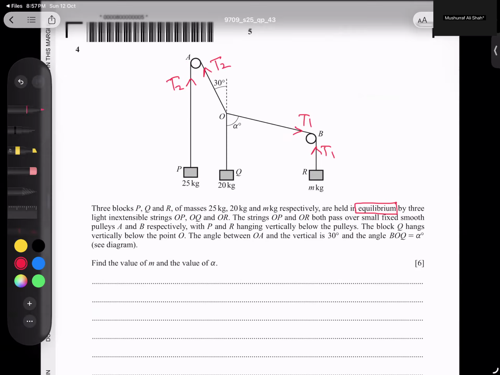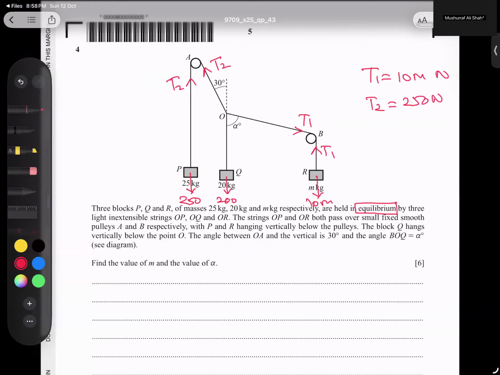Now students, first of all, because it is in equilibrium, what is the weight acting here? 25 kilograms into 10, 250. 20 into 10, 200. M into 10, 10M. Condition number 1: because it is not moving, tension 1 and 10M equal each other. So I replace tension 1 equals 10M. And tension 2 is equal to 250 newtons.